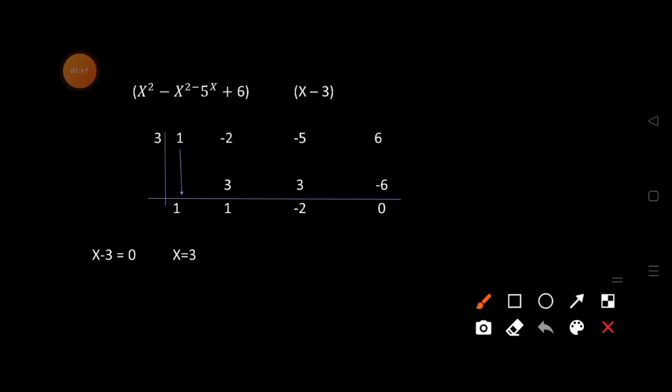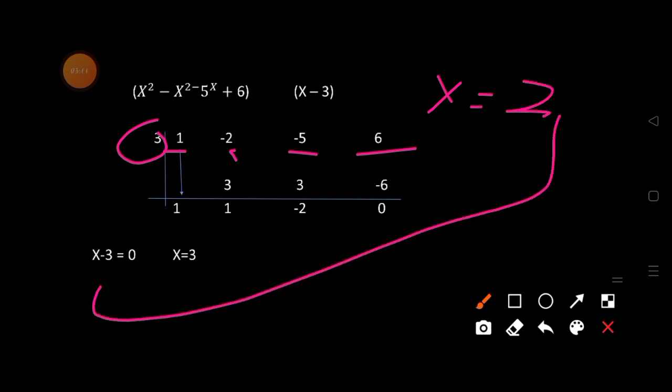The quantity x cubed minus 2x squared minus 5x plus 6 divided by the quantity x minus 3. What is the first step? Again, put the numbers here: positive 1, negative 2, negative 5, positive 6, and 3, because our x now is positive 3, because x minus 3 is equal to 0 and x is equal to positive 3.